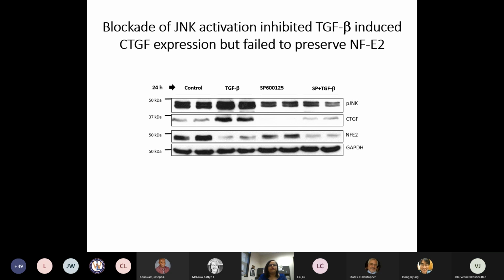Next, we examined the role of the JNK pathway in modulating NFE2 and CTGF expression. JNK has previously been shown to induce CTGF expression. Therefore, we were not surprised that blockade of the JNK MAP kinase pathway inhibited TGF-beta induced CTGF expression. However, what was surprising to us was the fact that blockade of JNK had no effect on NFE2 expression. This suggested to us that possibly the JNK MAP kinase pathway was activated downstream of NFE2 degradation.